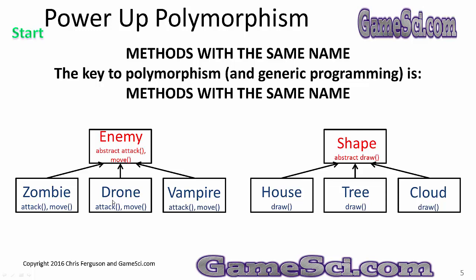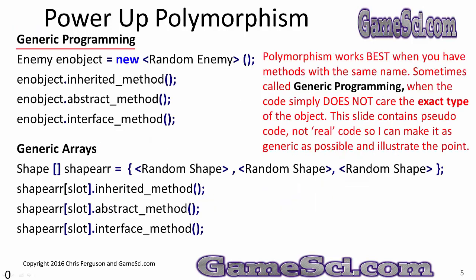Well, what are we talking about here? We're talking about common methods. Methods you can run without caring what type of object the reference is pointing to. Over here on the right side, we have a shape. Shape is going to have an abstract draw method. That means if house extends shape, house will have a draw. If tree extends shape, tree will have a draw. If cloud extends shape, cloud will have a draw method. The compiler guarantees that.